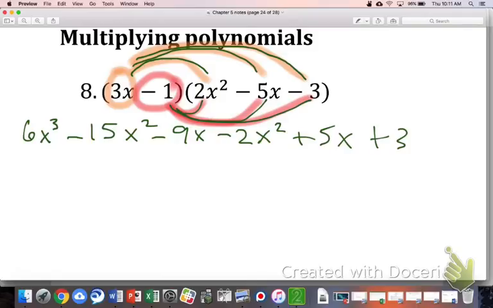I want to make sure you understand. Do you guys see how this is really just a distributive property? We're just distributing the 3x and then distributing the -1. And of course, you look at this, you can see what's left over here. Aren't there a bunch of like terms?